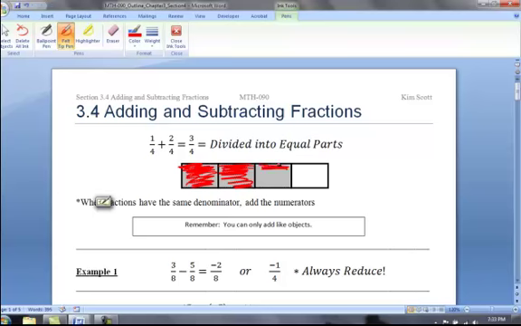And if we add 2 to the 1/4, that of course is going to give us 3 shaded boxes out of the 4 that we have. So 1/4 plus 2/4 equals 3/4. Let's look at another example down here. Let's look at example 1.